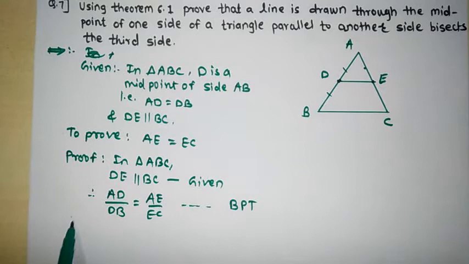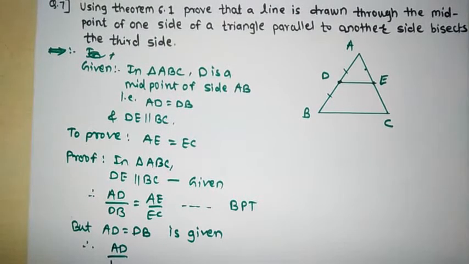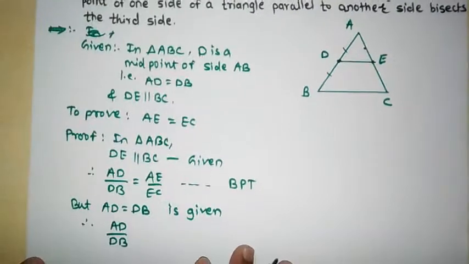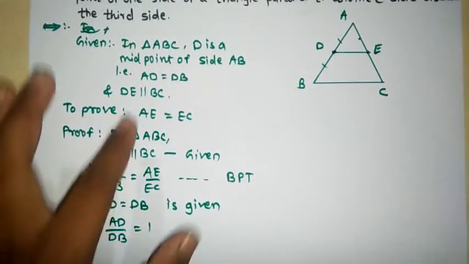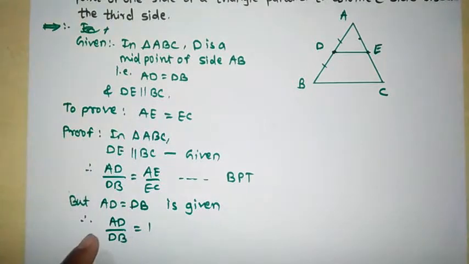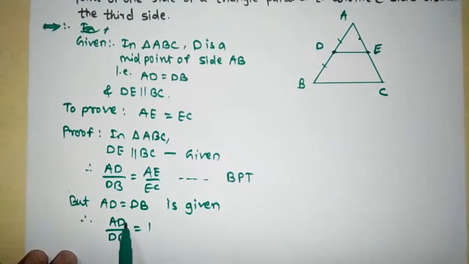Now, AD is equal to DB is given. Therefore, AD by DB is equal to 1. We got AD is equal to DB given here, therefore AD by DB is equal to 1, because if AD and DB are the same, then it will become 1 only.